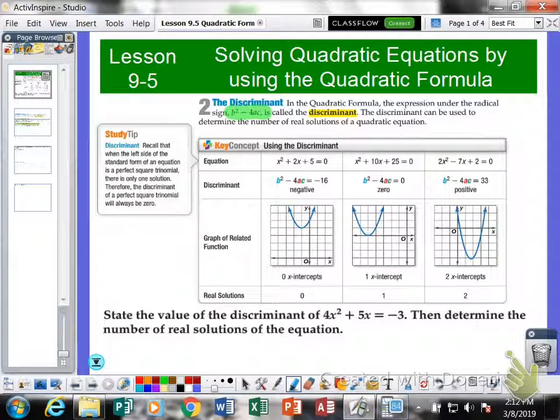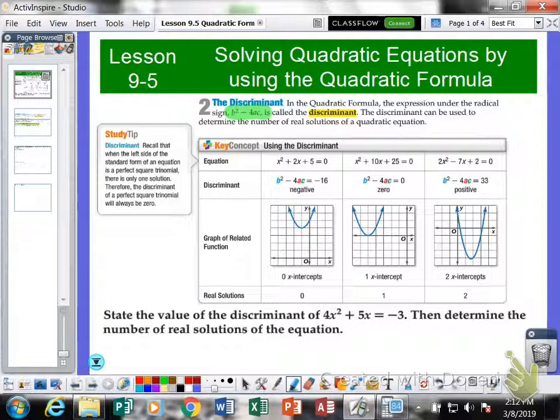For example, if the discriminant, after we substitute in for b, a, and c and do the math, comes out to be negative, we have 0 real solutions, which means our parabola, our graph, is not touching the x-axis at all. It's above it, or reflected and below it. It just does not cross the x-axis no matter how we do it.